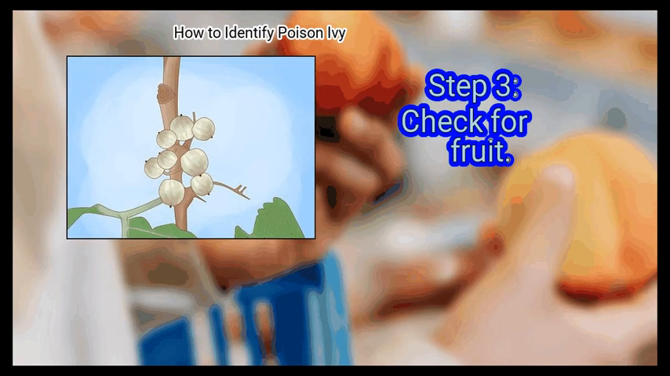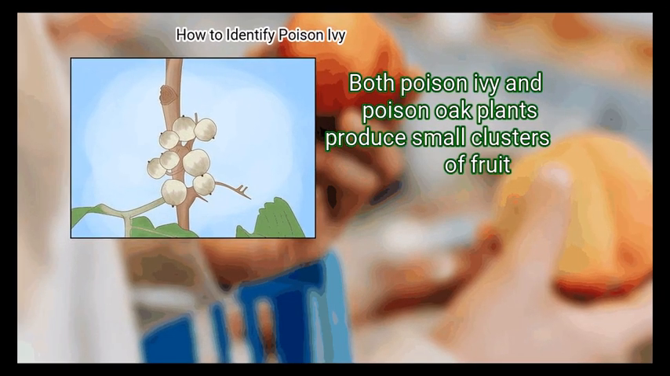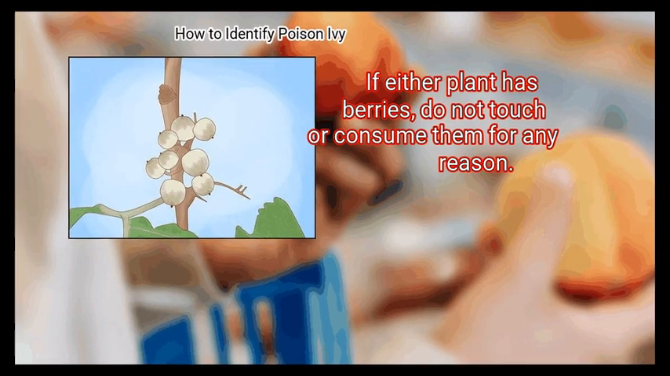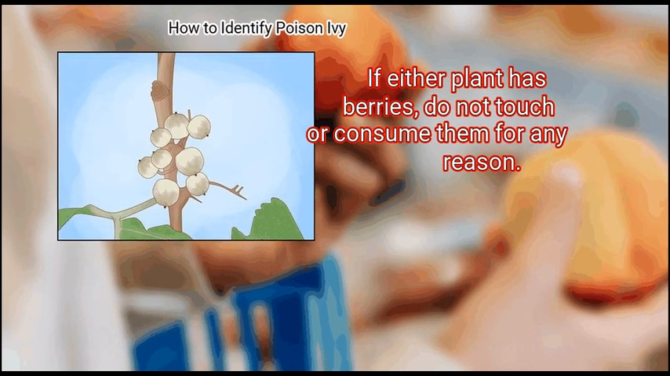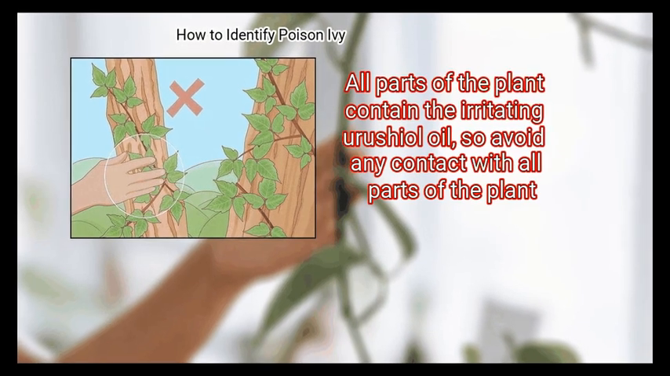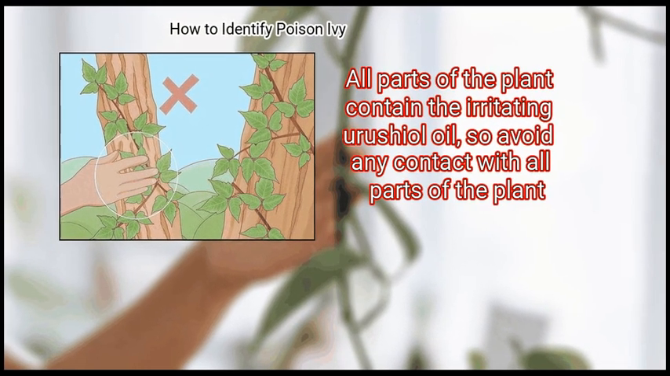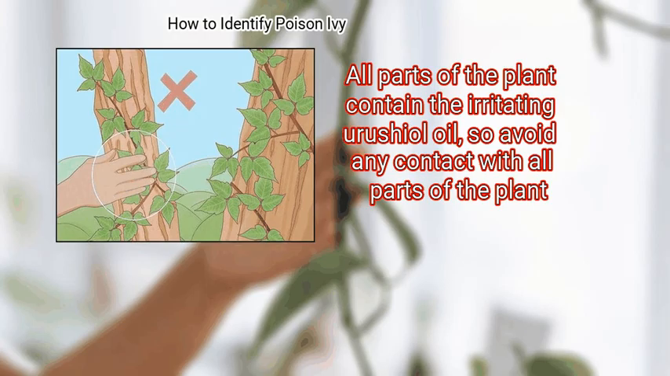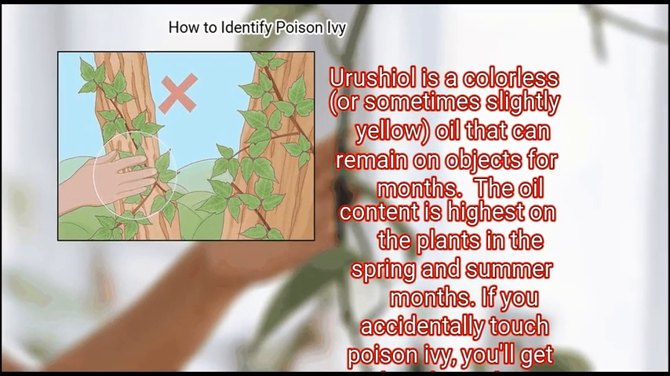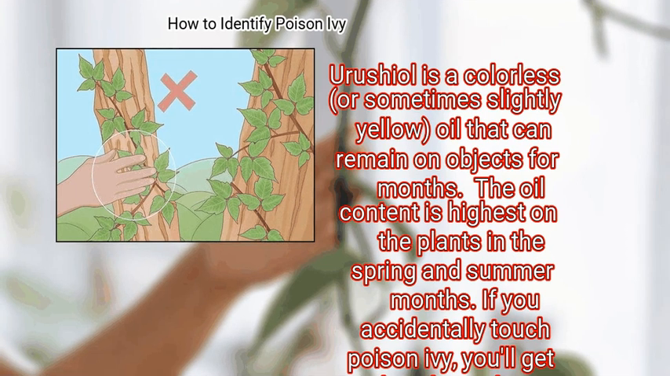Step 3. Check for fruit. Both poison ivy and poison oak plants produce small clusters of fruit. If either plant has berries, do not touch or consume them for any reason. Step 4. Don't touch any part of the plant. All parts of the plant contain the irritating urushiol oil, so avoid any contact with all parts of the plant. Urushiol is a colorless, or sometimes slightly yellow, oil that can remain on objects for months. The oil content is highest on the plants in the spring and summer months.